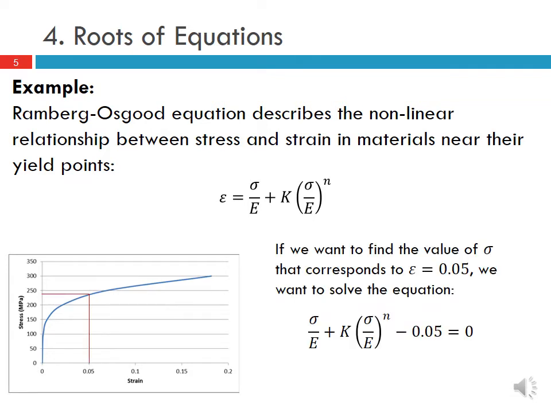So if we want to find the value of sigma that corresponds to a particular value of strain, for example, 5%, then essentially what we want to do is solve the equation sigma over E plus K times sigma over E to the power n minus 0.05 is equal to 0. And we can't just rearrange this and solve for sigma directly. We've got sigma here, and then we've got this sigma to the power n here. So we can't easily find sigma analytically.